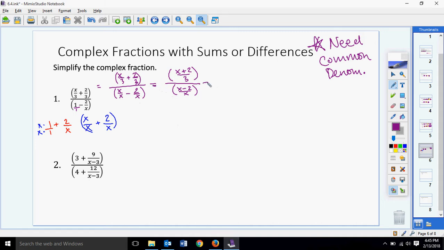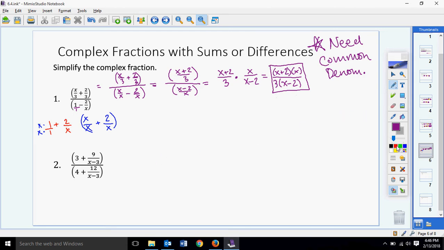Okay, so I've simplified my numerator and denominator. Now I'm ready to keep, change, flip. So we're keeping the first fraction, changing division to multiplication, and flipping our denominator upside down. Simplify this. So I have x plus 2 times x over 3 times x minus 2. There's nothing here that's going to cancel, so this is my simplified form.